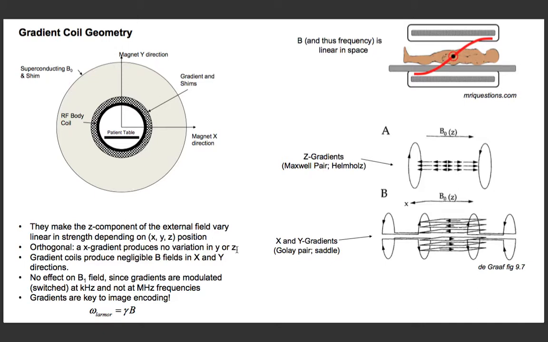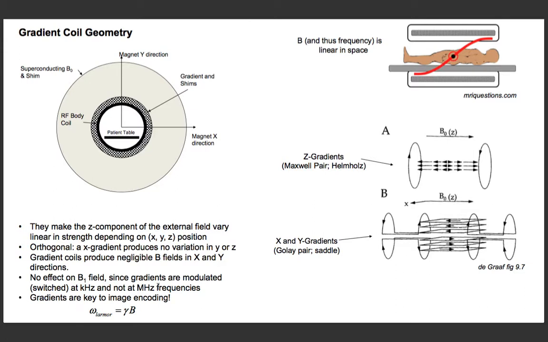I also want to point out that with gradients, we switch these currents quite frequently. We switch them on and off on roughly a millisecond time frame. That gives you switching frequencies in the kilohertz range, 1,000 hertz range. So this really doesn't interfere with the B1 field much, because the B1 fields are at megahertz frequencies. In some respects you can think that they're at different frequency ranges, so they don't really interact very much.